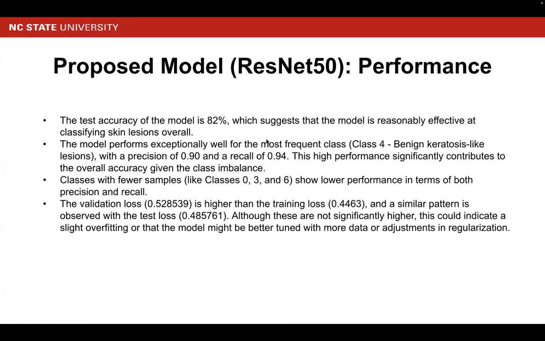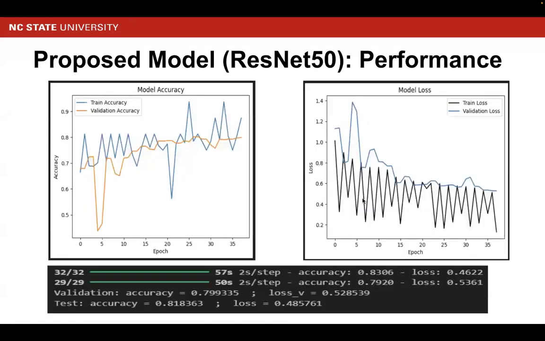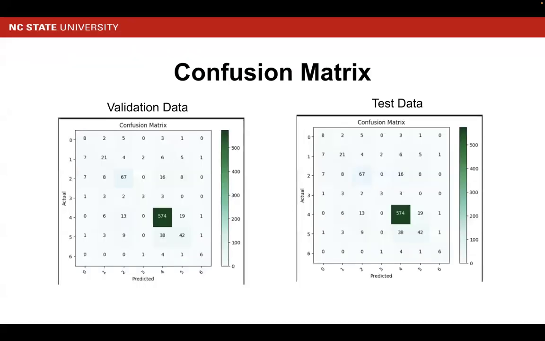and these were mild signs of overfitting. As we can see, these are the graphs for the model accuracy, that's the training accuracy and the validation accuracy, and the model loss. The validation accuracy was around 79%, and the test accuracy was around 82%. Next, we can see these are the two confusion matrices for the validation data and the test data. Again, the high value of 574 here suggests that our model is highly effective at classifying class 4, which is the major category within our data set.